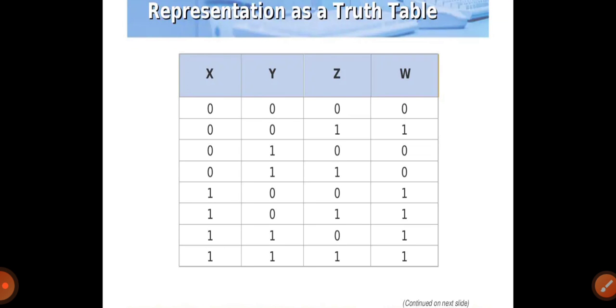Yes, this is the way of the truth table. Truth table means we have to represent the LHS equals to RHS.